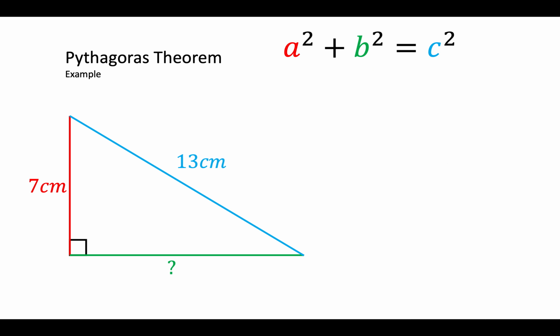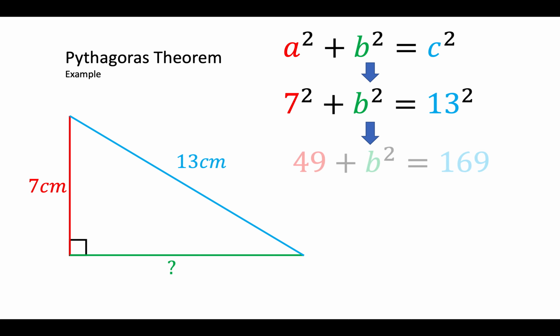Let's see that again with a more complicated triangle. So here we've got a triangle that's got 7 centimeters here and 13 centimeters here. Notice the 13 centimeters is the longest side, and that's C. So we put those numbers into the equation, and we get 7 squared plus B squared equals 13 squared. Simplify, 49 plus B squared equals 169.